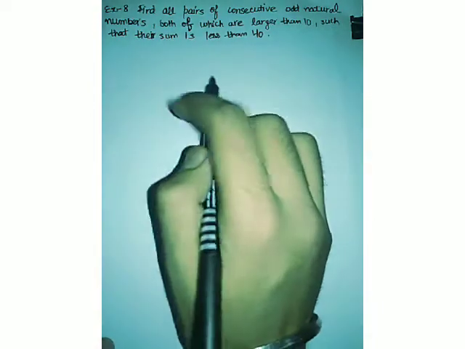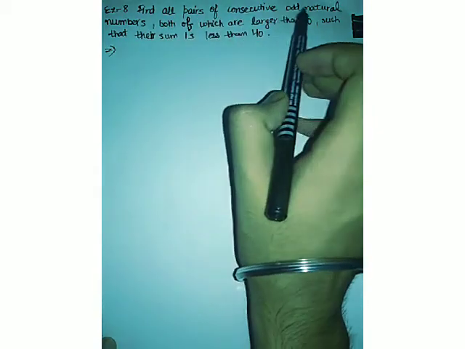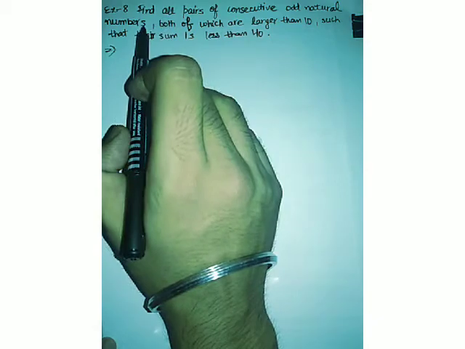This is our last example of this exercise. Let's read the statement very carefully. Find all pairs of consecutive odd natural numbers. Firstly, we should know what consecutive odd natural numbers are.